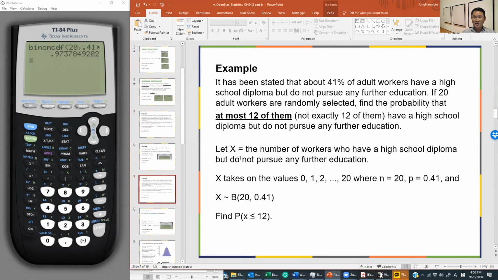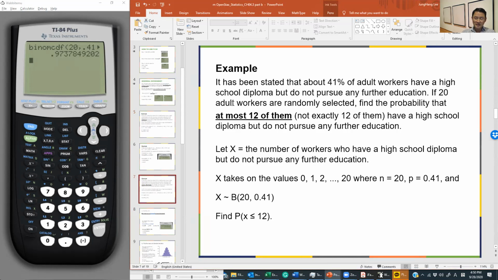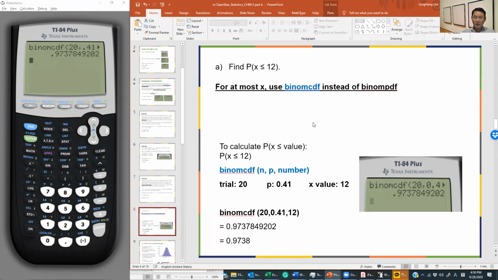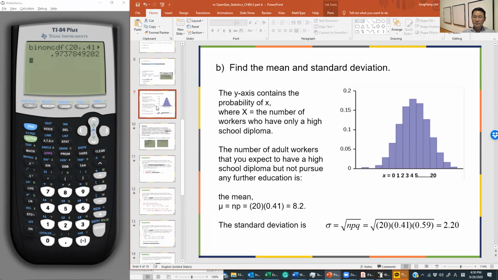But in page 7, this question says exactly 12. On page number 5, exactly 12. But in page 7, it says up to 12. At most 12. That means up to 12, right? Then you use binomial CDF instead of binomial PDF function, right? Okay. Now, look at this one.